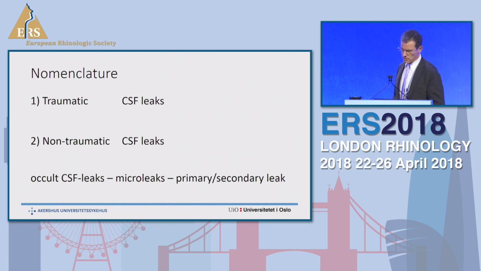And so I will present you two groups. The first group is the situation when you are on call on a Friday night or Sunday morning at 2 o'clock, and you are presented a patient with an acute head trauma. This is the acute traumatic situation. So this is the one group, traumatic CSF leaks, and the second group is sort of all the rest, all the others.